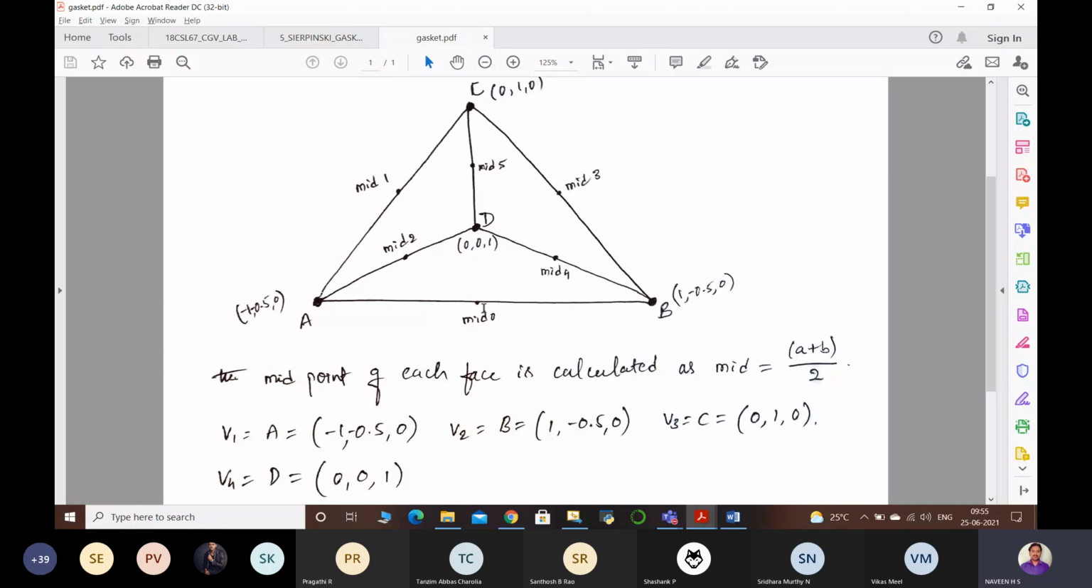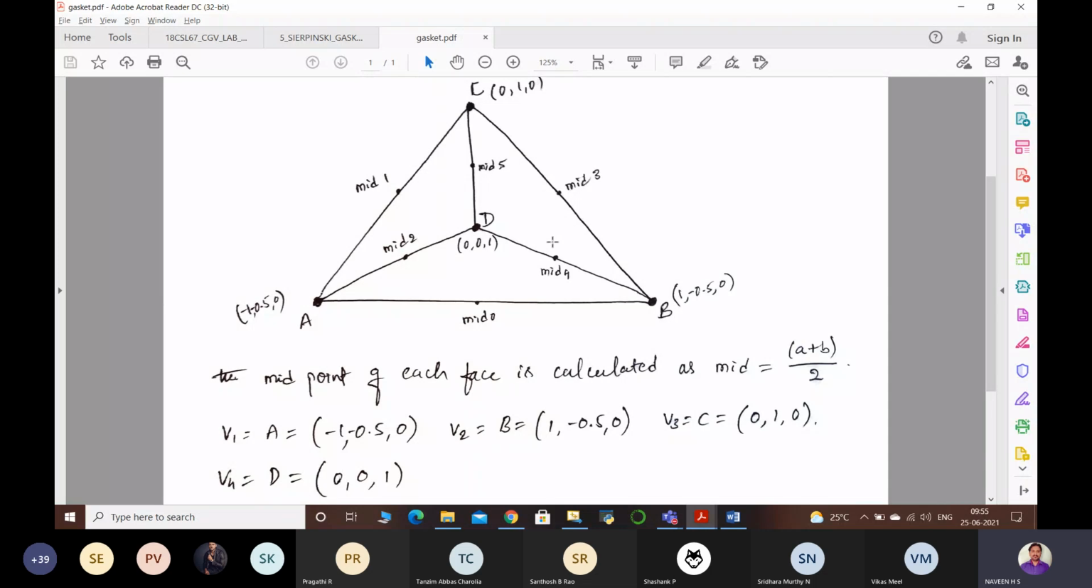Mid 2, mid 4, mid 0 are the midpoints. If you consider this face, again the same. So like this we are going to divide the triangle. Then you are going to display the output on the screen. Based on the input, that many times it has to be divided. So this is the basic idea or logic we have to follow in order to subdivide the triangle or tetrahedron.